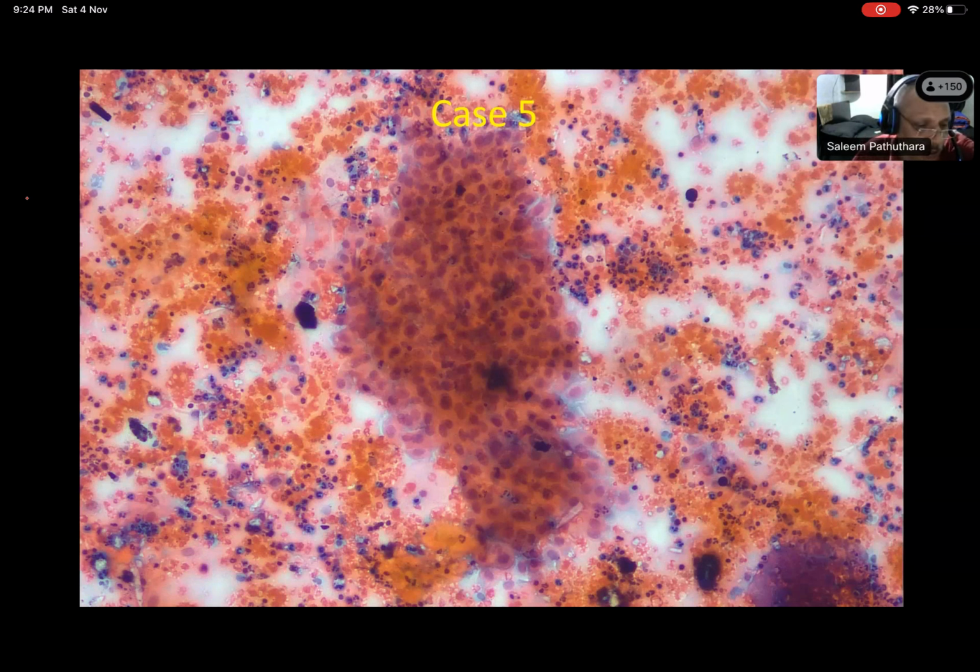And this, another person may explain. Dr. Priyanka can explain. Priyanka, please explain. Yes. So in this slide, we can see a cluster of cells, almost arranged in a honeycomb pattern. So I consider it to be an endocervical cluster. And there is squamous metaplasia because the cytoplasm is showing orangeophilia. And then in the background, it shows lots of hemorrhage.